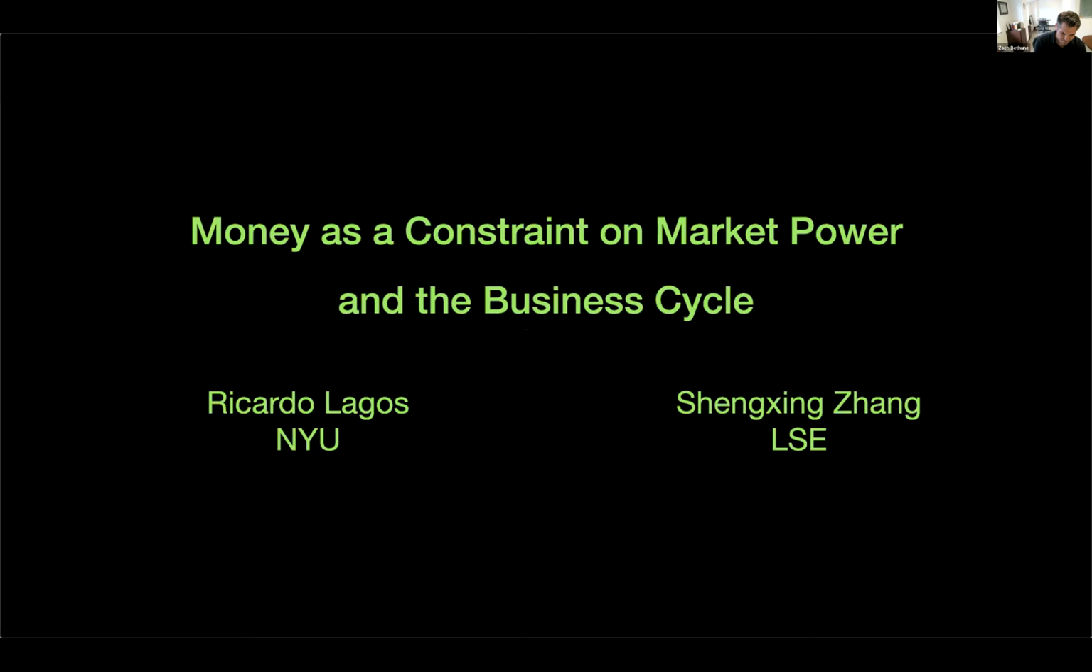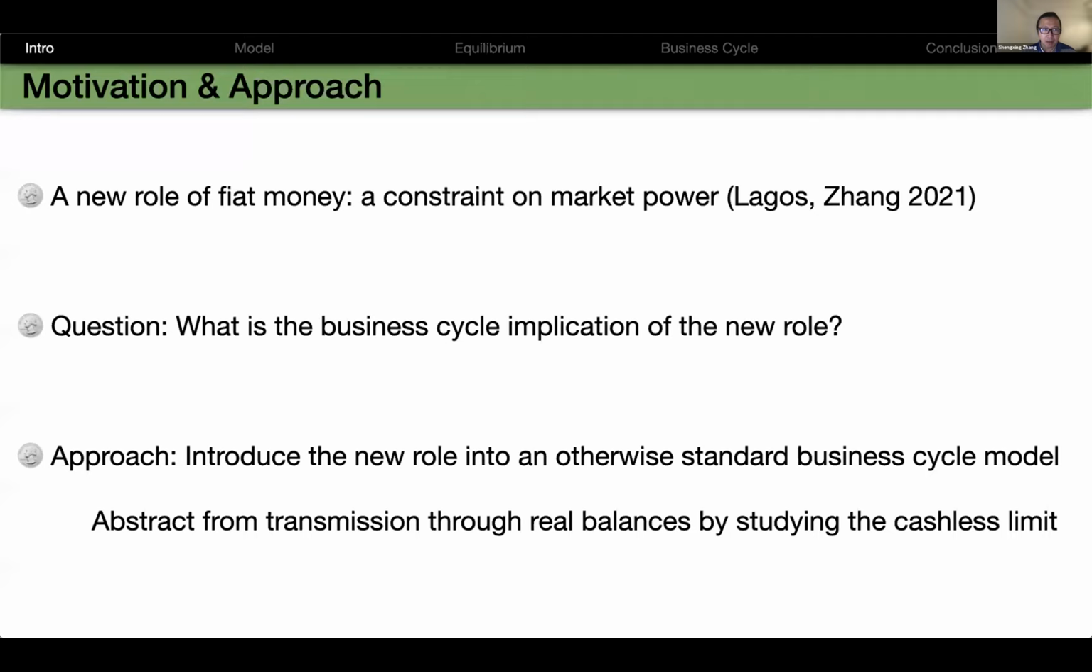All right. Well, thank you for giving us the opportunity to present our paper. The title in the program is an old paper that we worked on, and this is actually a new work that we built on the previous work. The new title is tentatively Money as a Constraint on Market Power and the Business Cycle. In this new work with Ricardo, we want to exploit the effect of this new role of money that we found in a previous work on business cycle fluctuations. What we found in the previous work is that monetary policy could affect the real economy through constraining the market power of financial intermediaries.